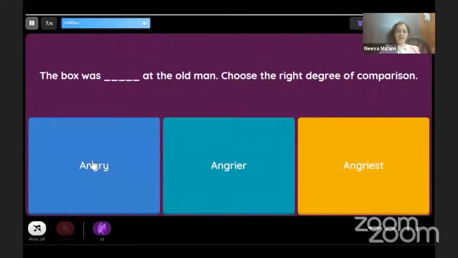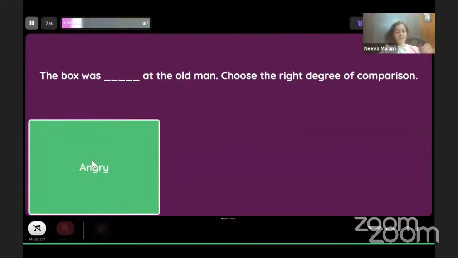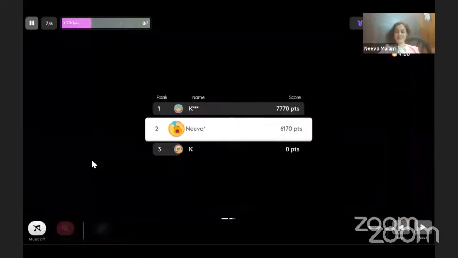The box was dash at the old man. Choose the right degree of comparison. The box was dash at the old man. The box was angry at the old man. Yes.